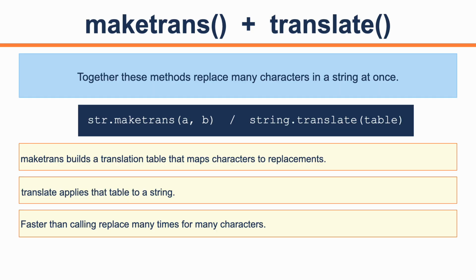The maketrans method builds a translation table that maps characters to replacements. The translate method applies that table to a string. Together they replace many characters at once, faster than repeated calls to replace.